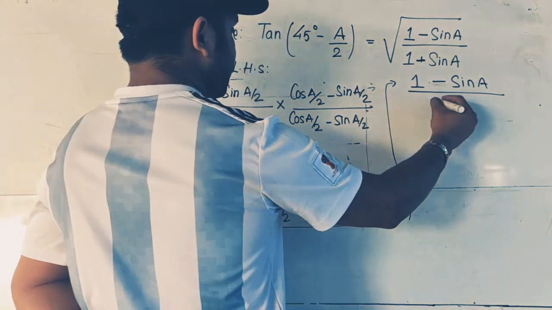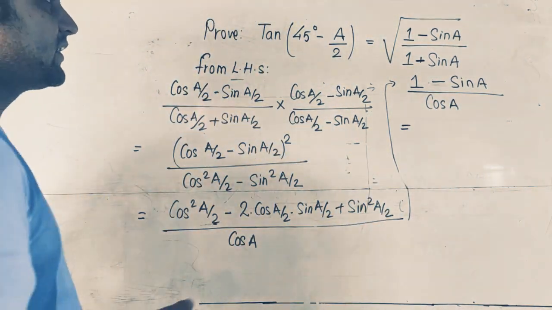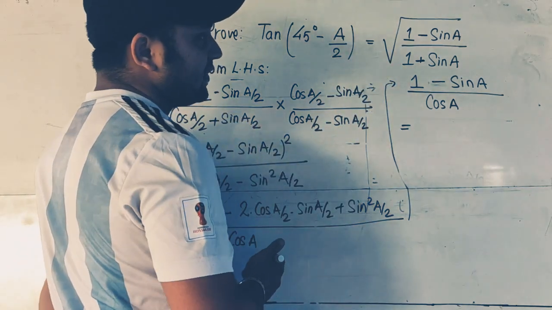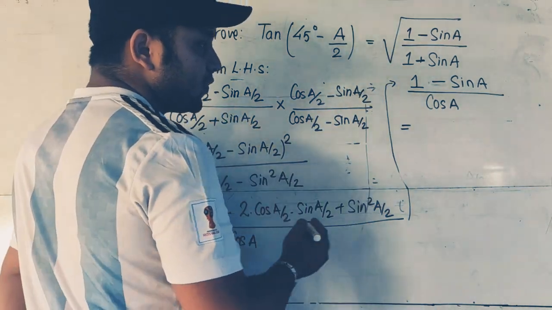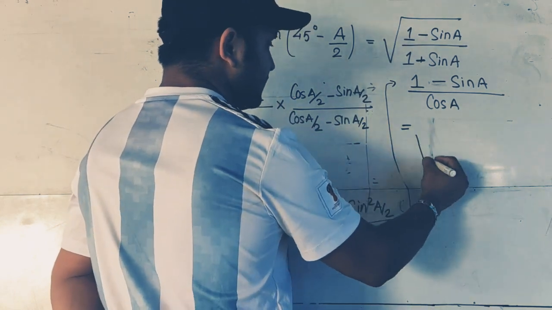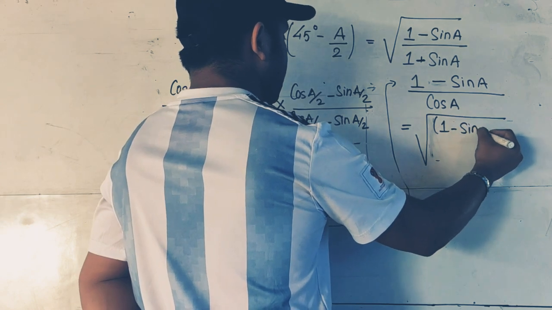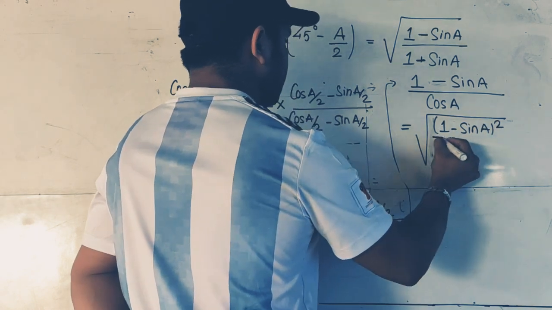And in the denominator you have cos a. Okay, now we are here. Now you can see that in our RHS you have a square root. So in order to get a square root, we will square the terms. Listen to what I am doing. In order to get a square root, I am giving a square, and also I am putting on a square root.